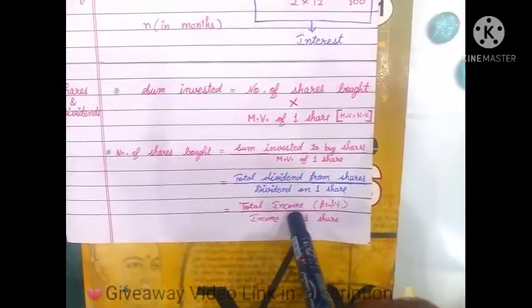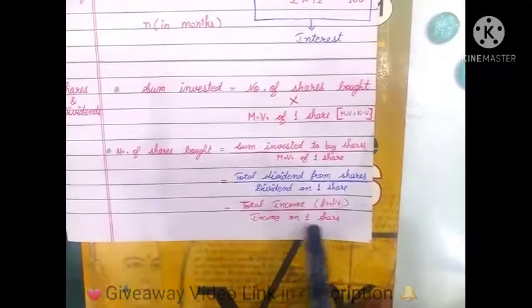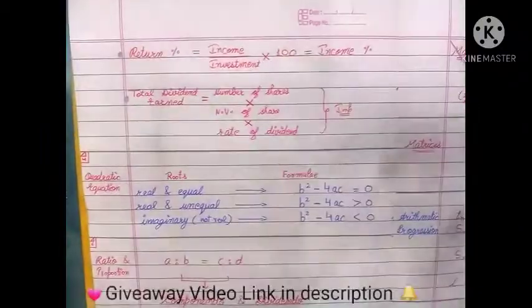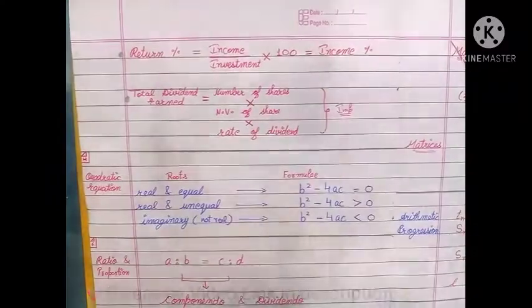Income means profit. Okay, total income divided by income on one share. Again, income means profit. You need to remember that. So let's move on to shares and dividends. More formulas, 2 more formulas are there. Let us discuss them also.